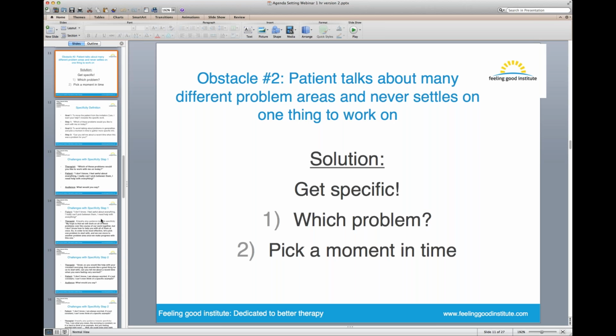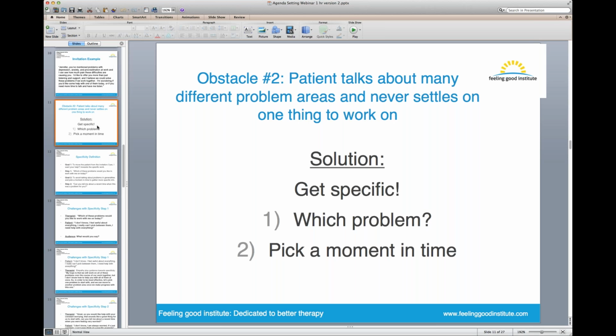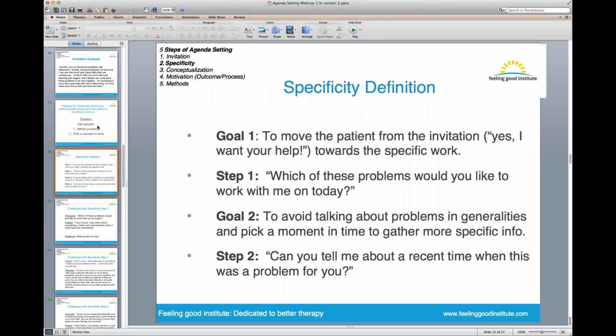So we like to get specific on two levels. One level is which problem. And the next level is, could you tell me about a moment in time when this was a problem for you? I'll tell you a little bit about why we do each of the levels in just a minute. If you think about it, the one goal we would have is to move the patient from I want to do some work toward the actual work.